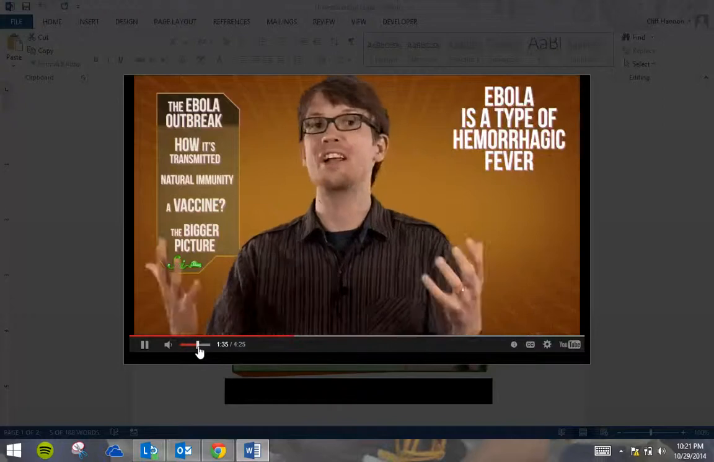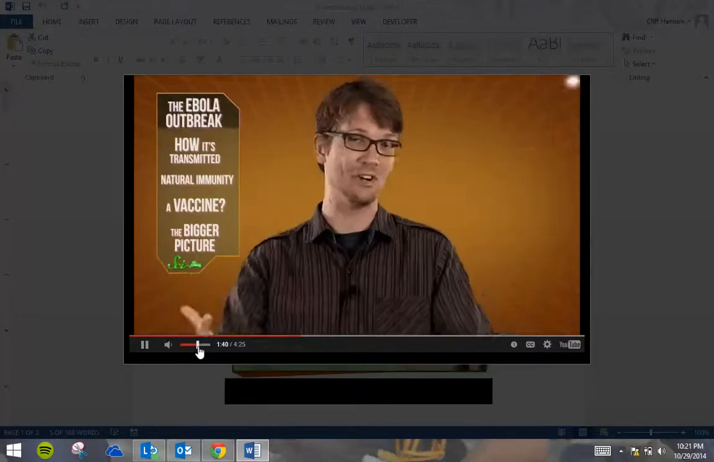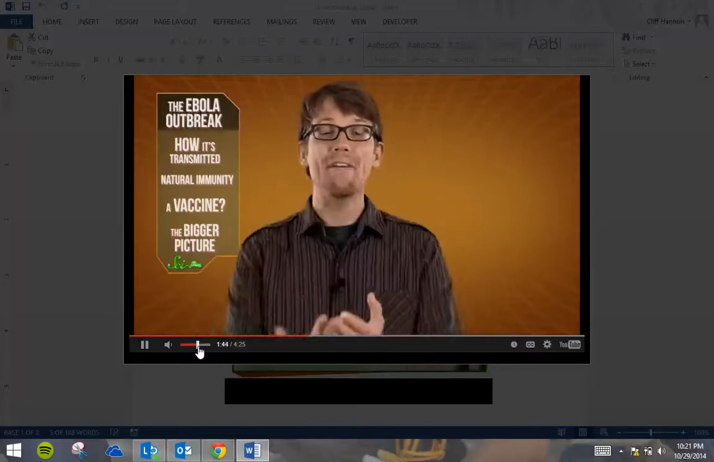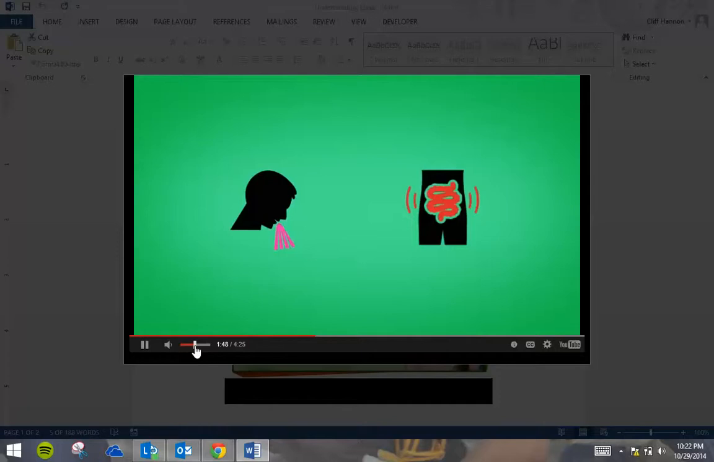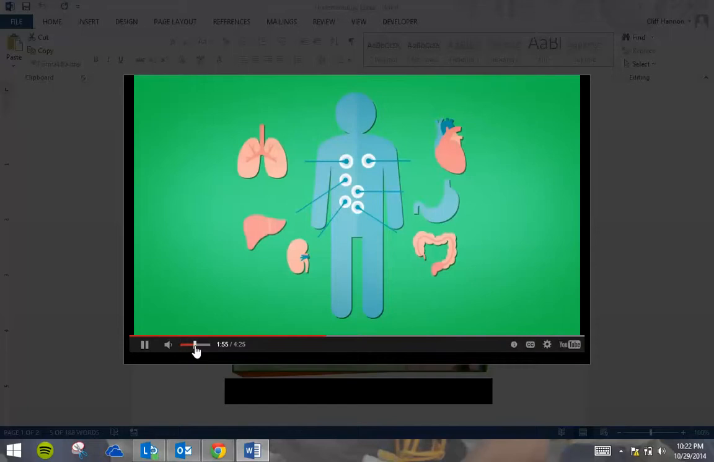Ebola is a type of hemorrhagic fever, which means one of its most prominent symptoms is heavy bleeding, either internally or externally. But blood loss isn't what kills its hosts. After causing flu-like symptoms like vomiting and diarrhea, ZEBOV targets the entire circulatory system, causing blood vessels to fail, blood pressure to drop, and eventually all of the major organs to shut down.